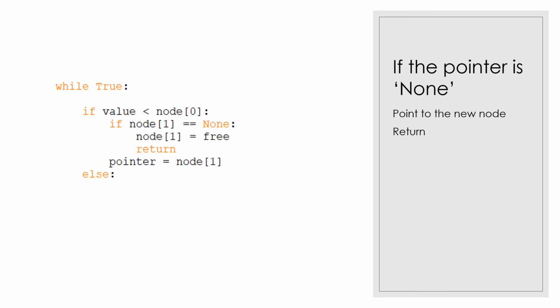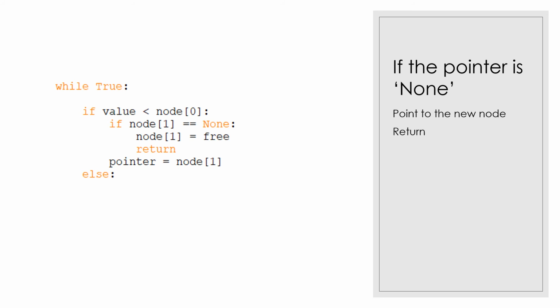The answer is if the pointer is none. That is, if we find a pointer that doesn't point to anything yet. So let's look at this code. If the value that we're trying to add is smaller than the data value of the node, then we have to hop to the left.